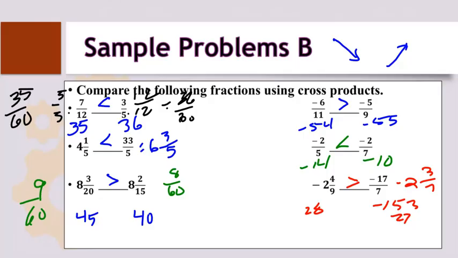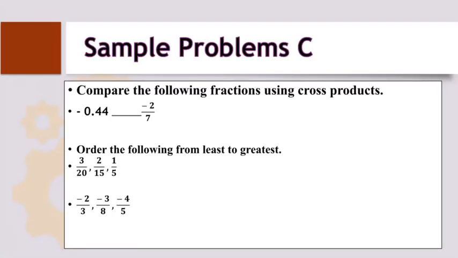And then let me look at this one again. So this is actually negatives. So let me get rid of this here. -27 is bigger than -28. So it would be the other way around. So -2 and 4/9 is less than -17/7.